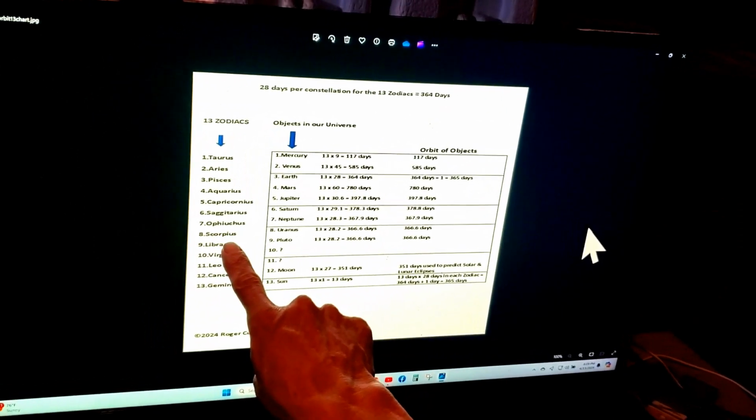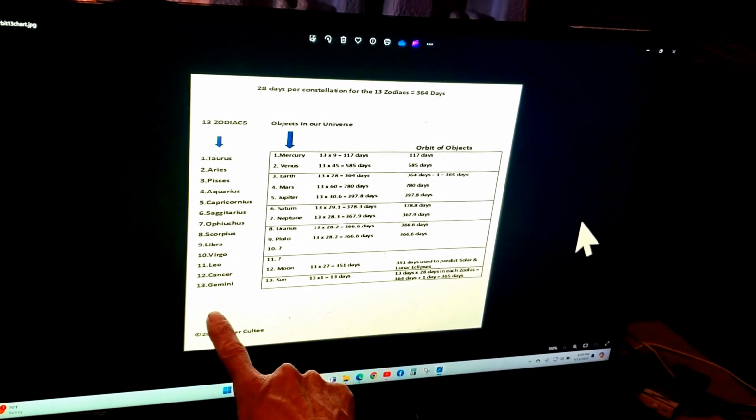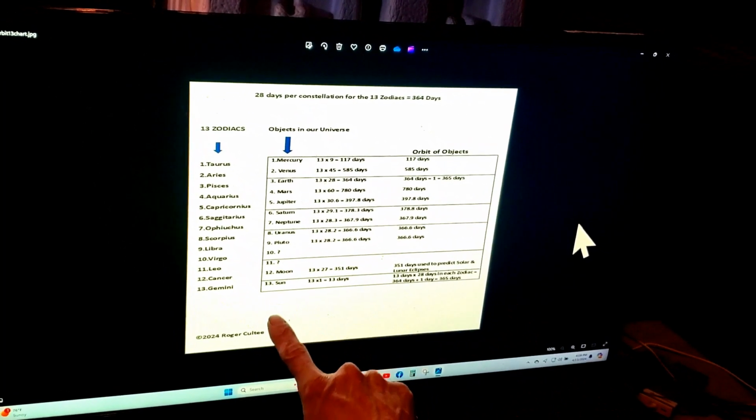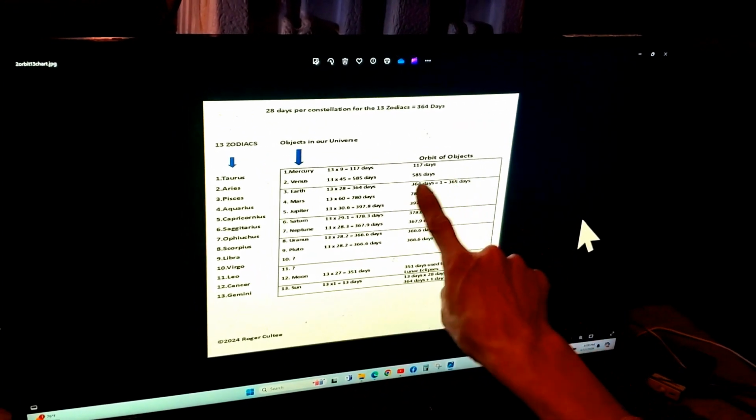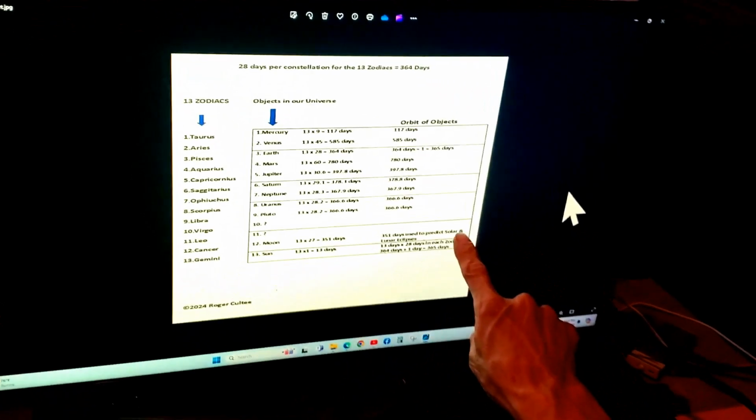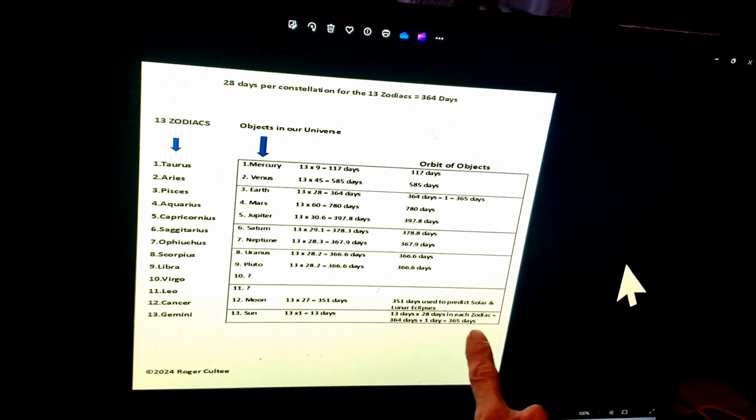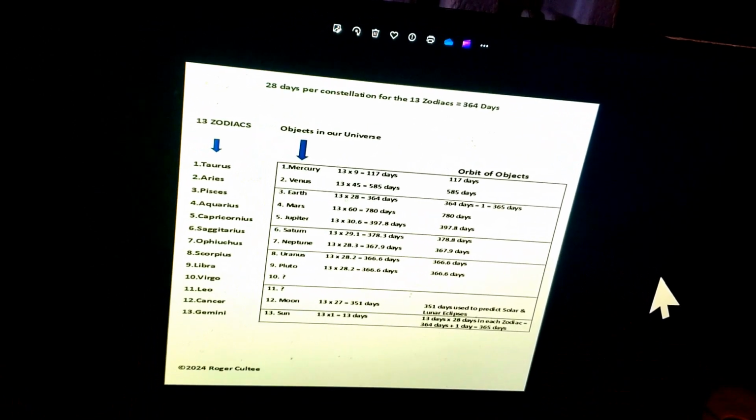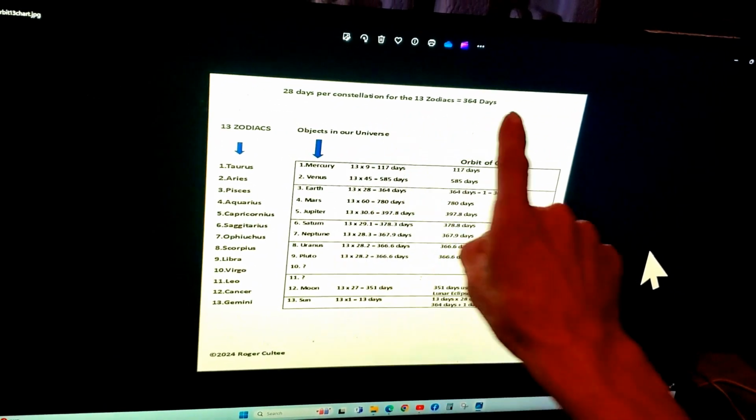I put it back in there because it has to be 13 zodiacs. The 13 objects in our universe, which I just explained right now, and how they all operate according to the days and the orbit of the objects that go through time. And that's C351 used to predict solar and lunar eclipses, 13 times 1 days, 20 days in zodiac for the sun. But basically what I just explained to you, it's just a chart on here. So now, 28 days per constellation for the 13 zodiacs.